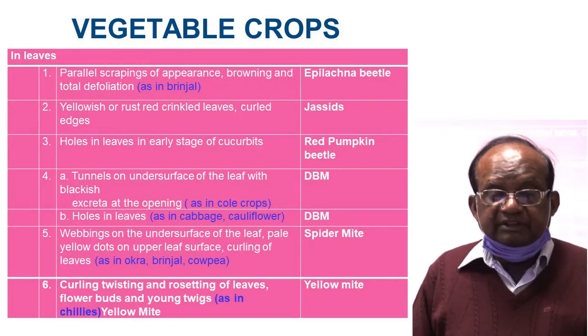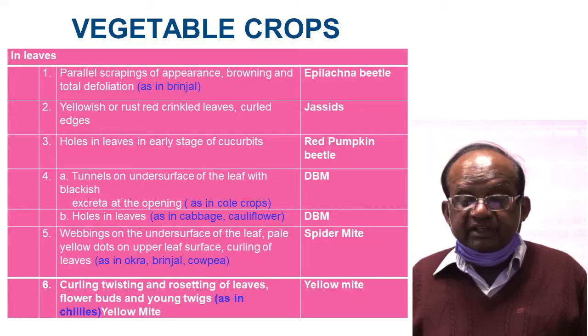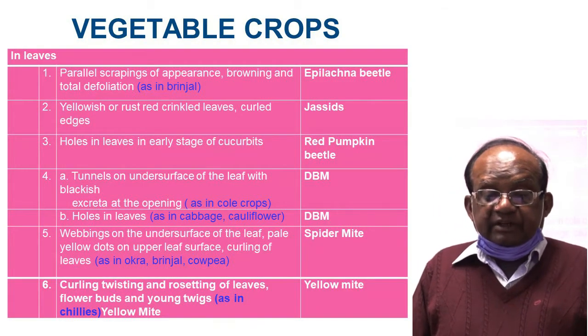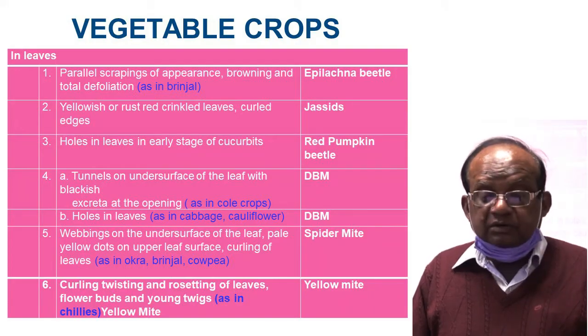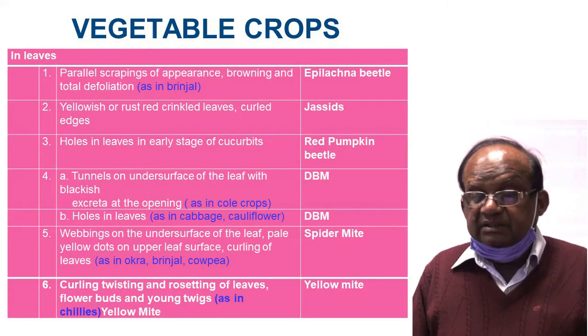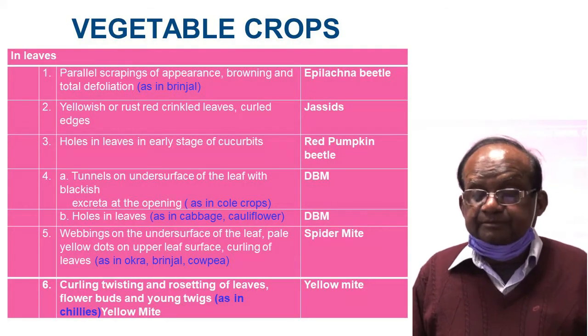Then come to vegetables. In the leaves of vegetables, if parallel scraping appearance, browning and total defoliation are found, particularly in brinjal, it shows the attack of Epilachna beetle.